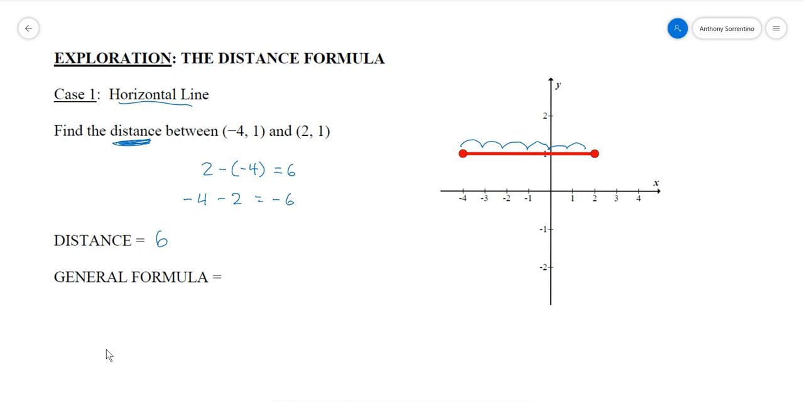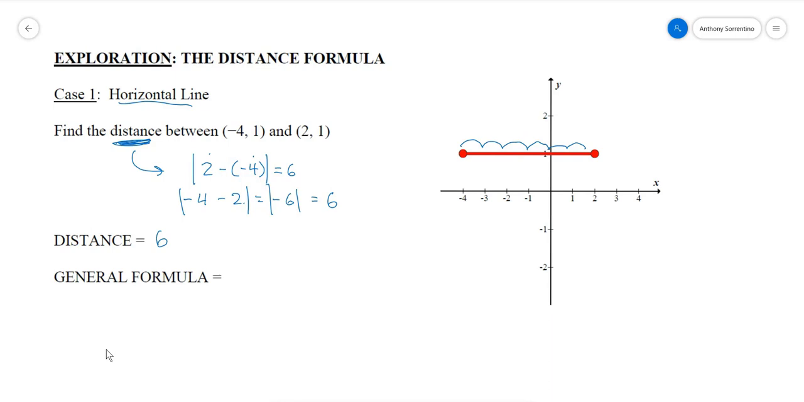If I'm going from negative 4 to 2, that's 6 units to the right. Whereas if I go from 2 to negative 4, that's 6 units to the left. So oftentimes when we do a distance, we'll do an absolute value for that. And of course, the absolute value of negative 6 is 6. We'll talk more about absolute values as we move through various parts of this course.